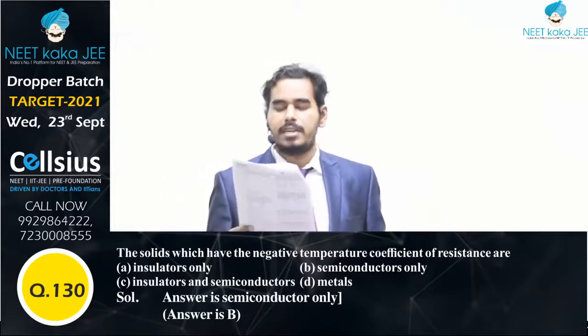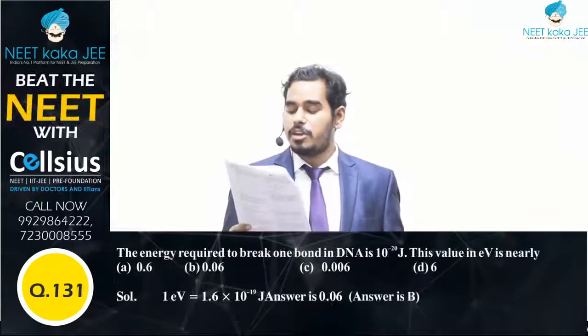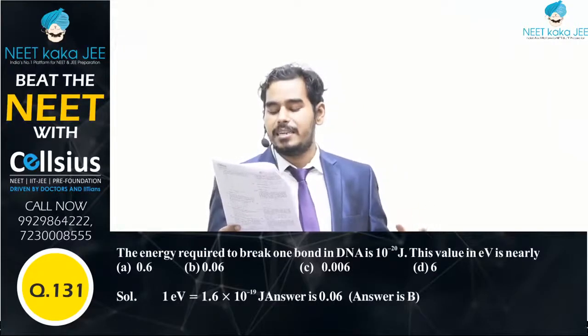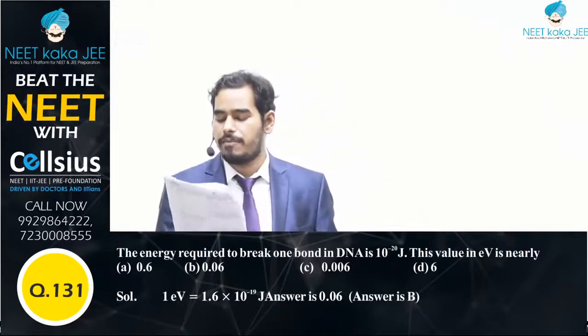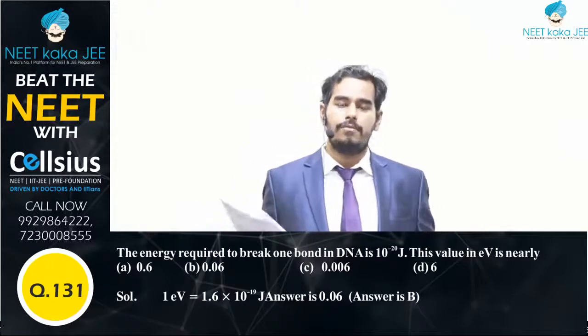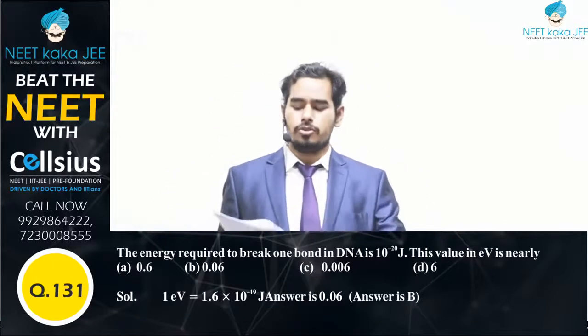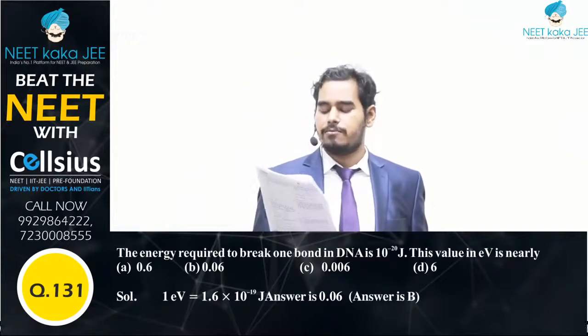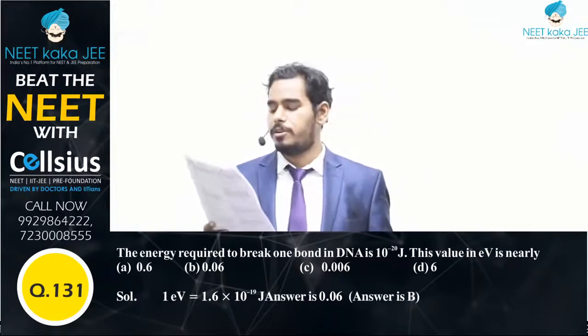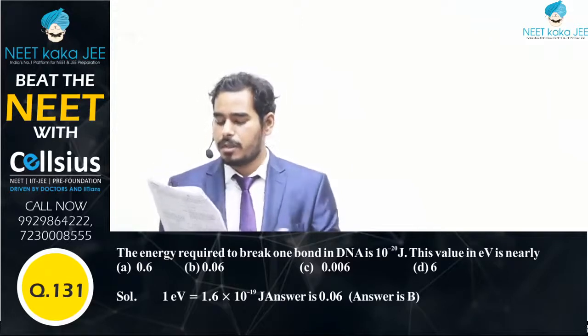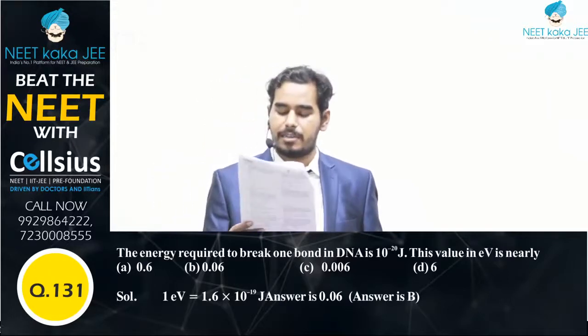Now question number 131 states that the energy required to break one bond in DNA is 10 to the power minus 20 joule. The value in electron volt is? I do not know if I even have to solve this question for you. It's just a conversion of joules into electron volts. It's as simple as this. You already know 1 electron volt is 1.6 into 10 to the power minus 19 joules. Therefore your answer is 0.06, so the answer is B.